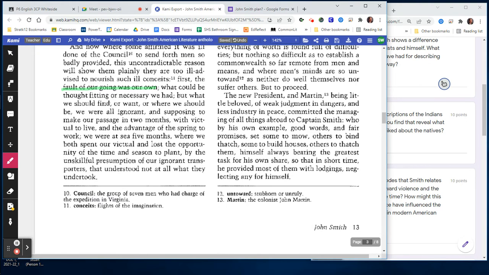What could be thought fitting or necessary we had, but what we should find or want, or where we should be, we were all ignorant, and supposing to make our passage in two months, with victual to live, and the advantage of spring to work, we were at sea five months, where we both spent our victual and lost the opportunity of the time and season to plant, by the unskilful presumption of our ignorant transporters that understood not at all what they undertook. So he's blaming it all on the sailors, that it took them five months to get across. It should have taken them two months, and they should have landed in the spring and then been able to grow stuff.